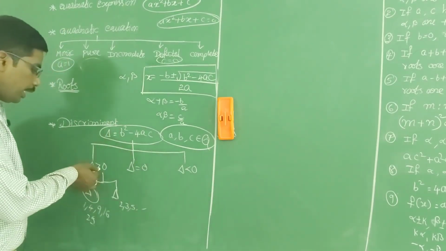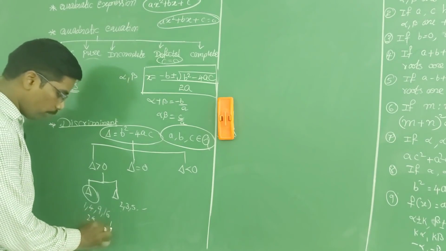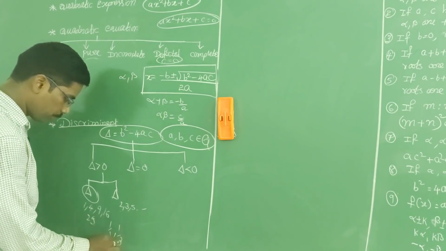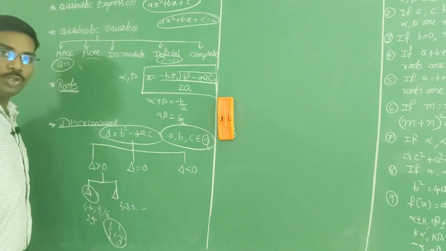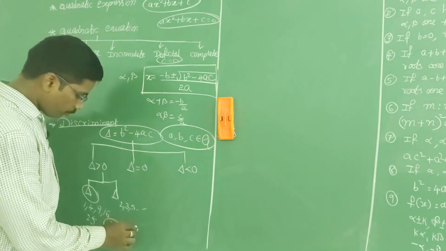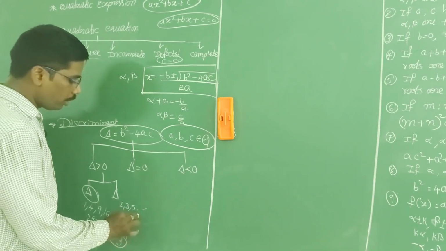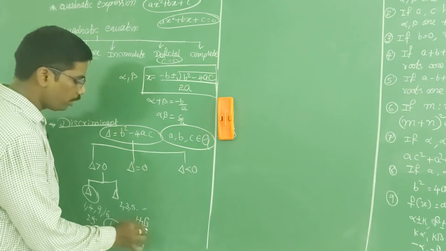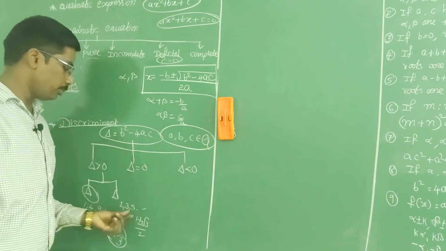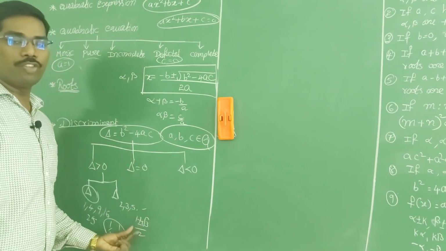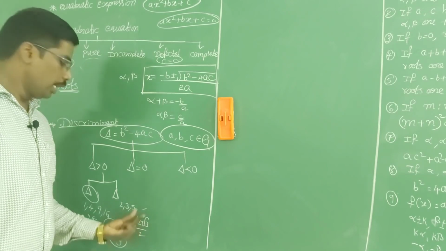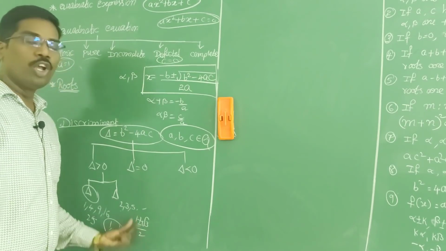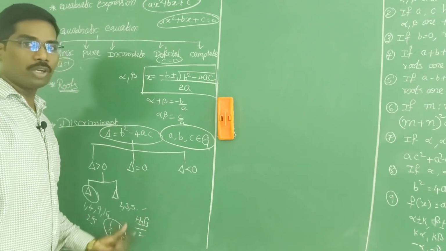How can we say delta is greater than 0? It means the roots will be like 1 by 2, 1 by 3. If delta is greater than 0 and it is not a perfect square, the roots will be like 1 plus or minus root 3 by 2, 1 plus or minus root 5 by 2. It means irrational numbers will be there.